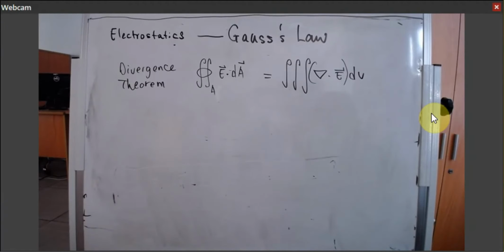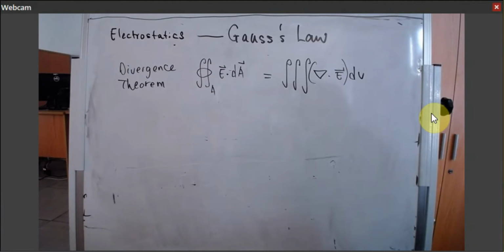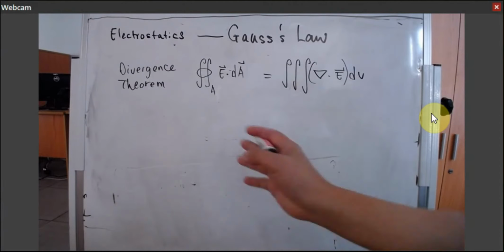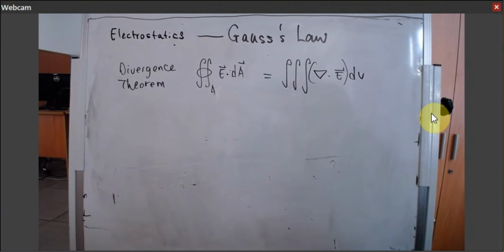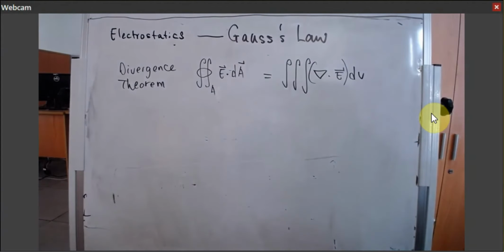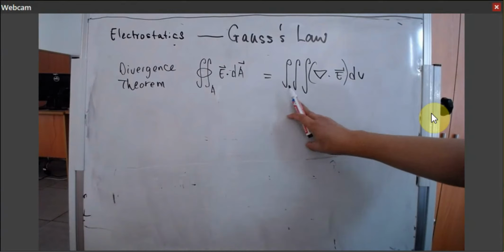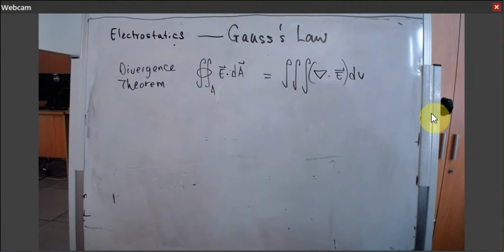Hello, my friends. I'm going to talk about Gauss's law today. First of all, we need to learn the formula for the divergence theorem. According to the divergence theorem, the total sum of the vector field times the surface area is equal to the total volume integral of the divergence of the vector field.